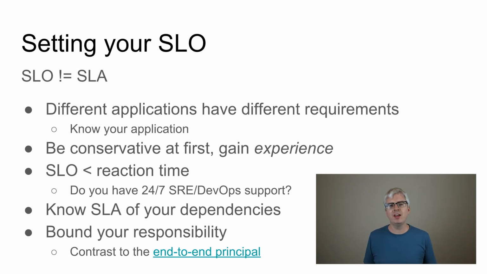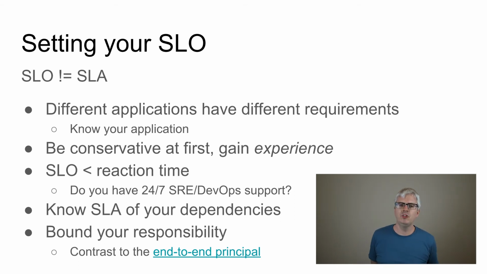You should also know the SLA of your dependencies. If you're using someone else's computers or depend on someone else's service and they provide an SLA that is loose, then you shouldn't set your SLO to be tighter than their SLA, unless you have some reason to believe that you can keep on working even if they go down.